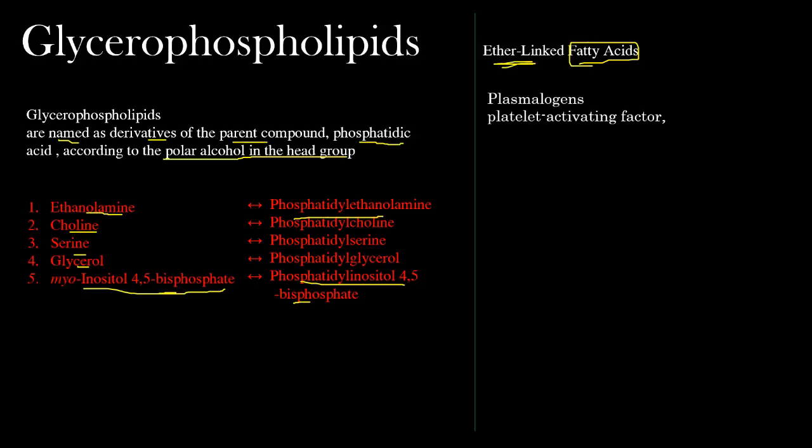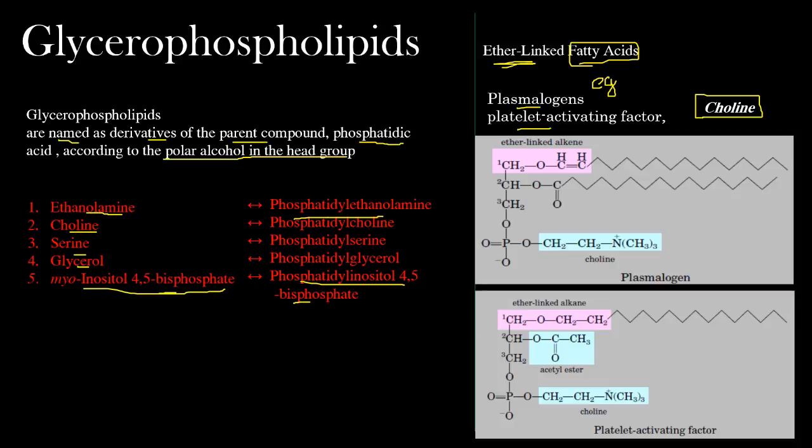Next, in some cases fatty acids form ether linkage instead of ester linkage with glycerol. Examples are plasmalogen and platelet activating factor or PAF. This is the picture of plasmalogen and this is the picture of platelet activating factor. In both pictures, the first fatty acid forms an ether linkage with the first carbon. So plasmalogen and platelet activating factor are different from other phospholipids in terms of their ether linkage. That's about glycerophospholipids.